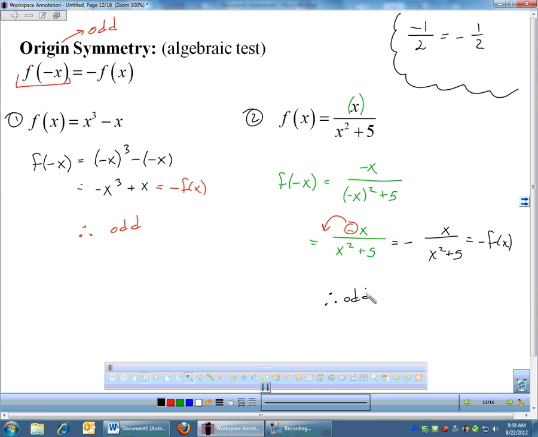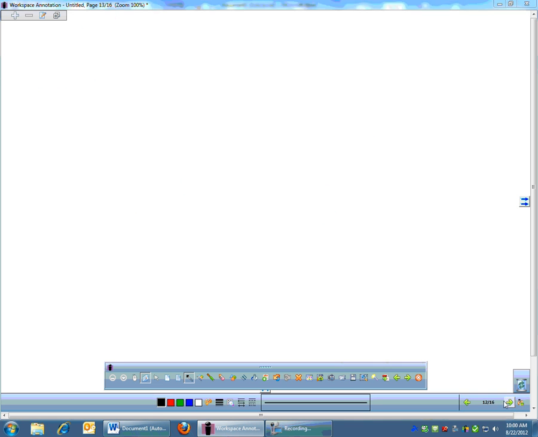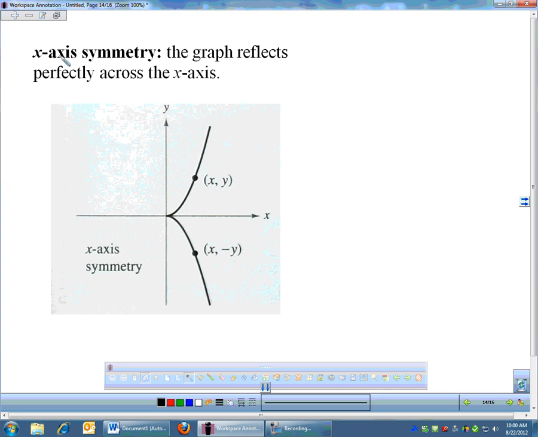Whoops, forgot to go. Good? How am I doing on time? Oh, goodness. Let's see, so that's origin symmetry. And the last one, and this is extremely rare, is a blank page. Okay, here we go.